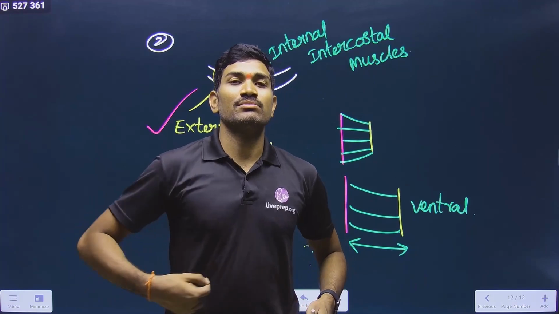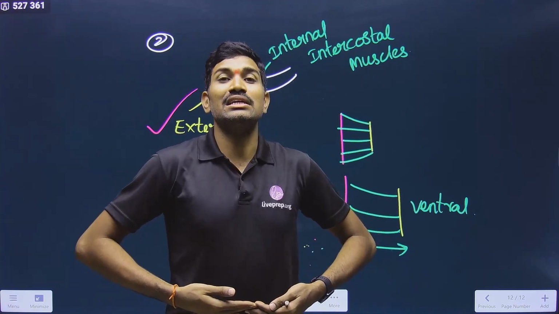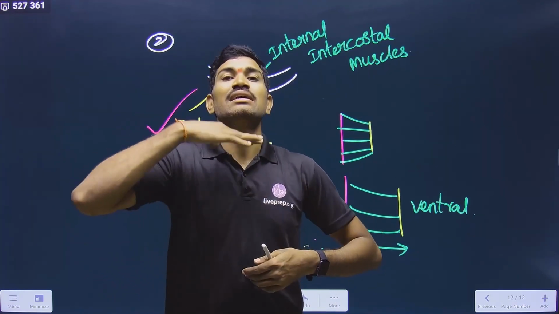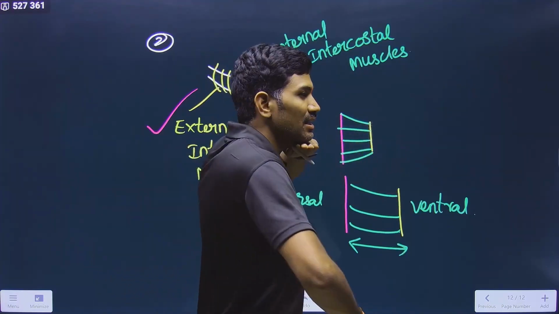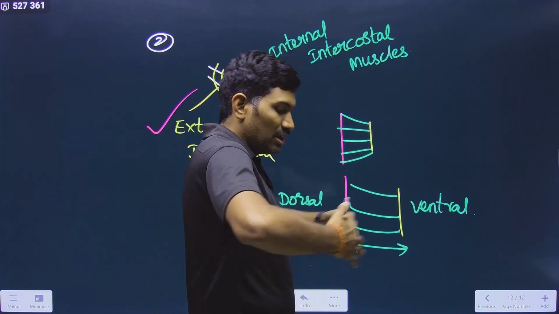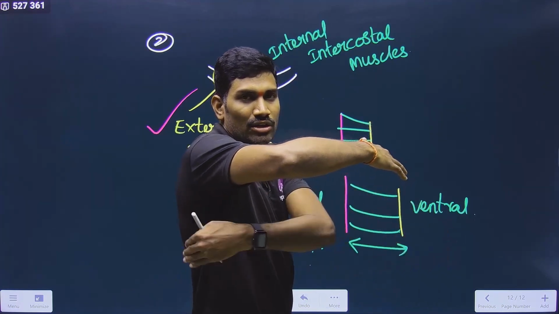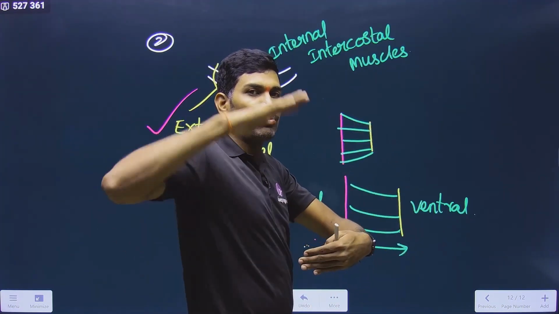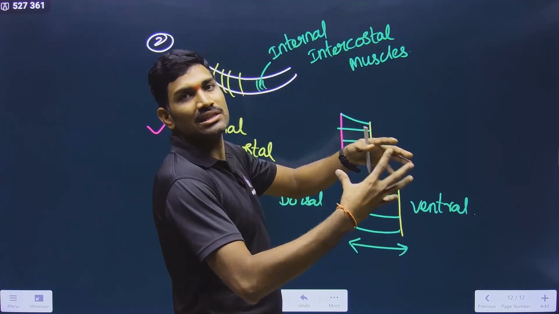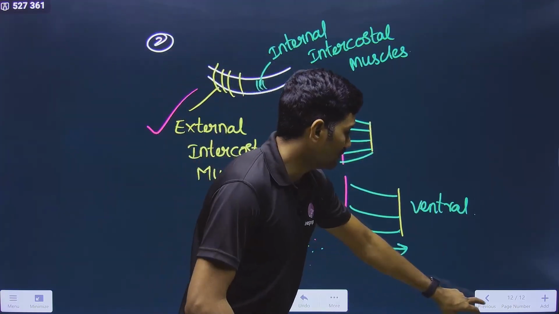So in this way, volume is increasing in two directions. Contraction of the diaphragm is increasing the volume of thoracic cavity in the antero-posterior direction. Whereas external intercostal muscles will contract and they are increasing the volume in the dorso-ventral direction. One is dorso-ventral, one is antero-posterior. So overall, the volume is increased. This is the point you need to understand.